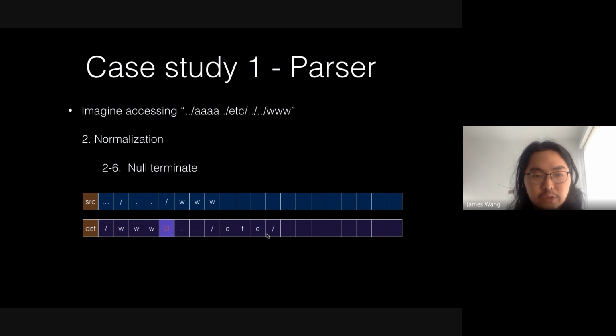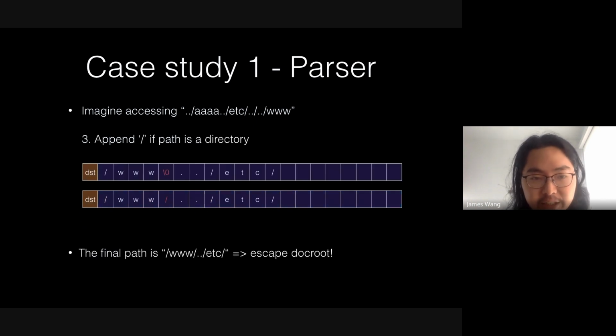Okay, so that's all we do for normalization. And after that, we check whether the path is within the doc root, right? So this /www is the doc root itself, so it definitely resides within the doc root. So that will pass the check.